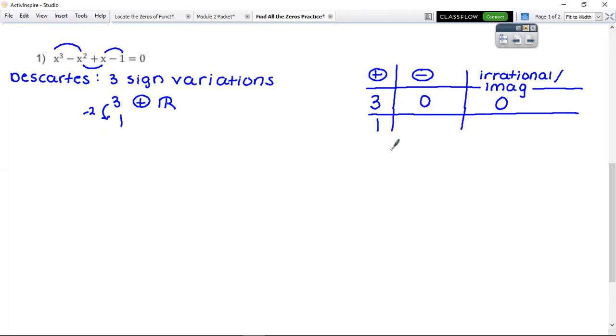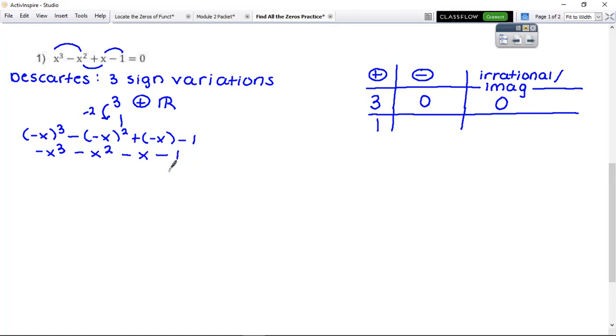So now I'm going to replace every x with a negative x. So we would go negative x cubed minus negative x squared plus negative x and minus 1. And this is going to help me determine how many negative real roots I would have. So this is going to stay negative. And then my negative x squared would go positive and then gets negated in the front. And then minus x and then minus 1.